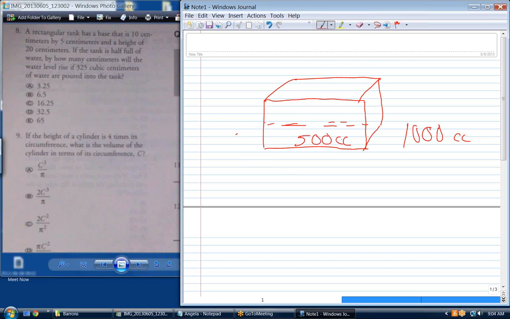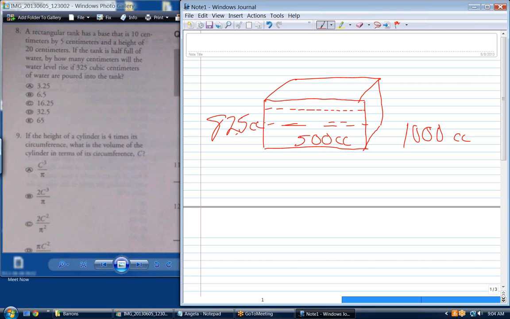Okay. And if we add 325 more, see, I don't know what I'm doing wrong, because to me that would be 825 total. Okay. Wouldn't it rise 325 cubic centimeters?